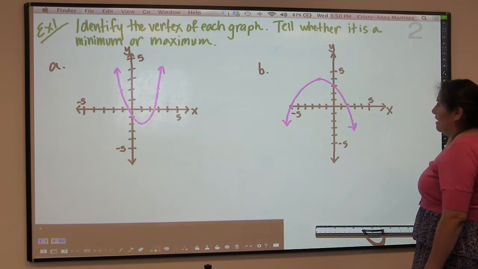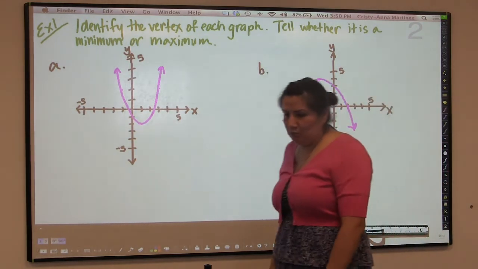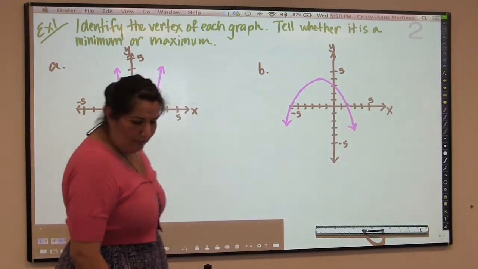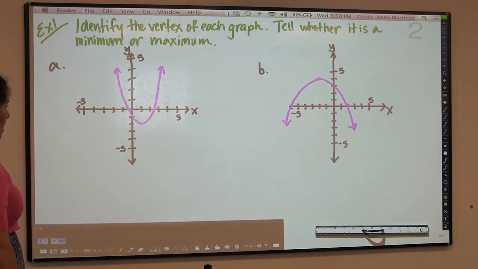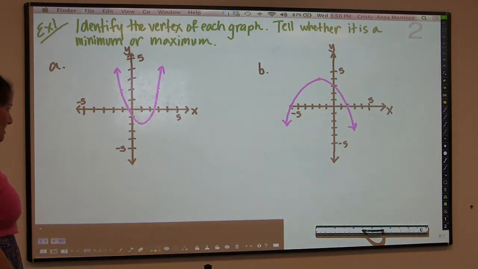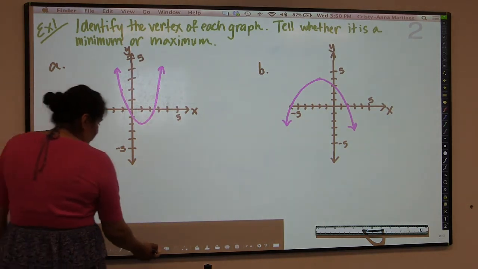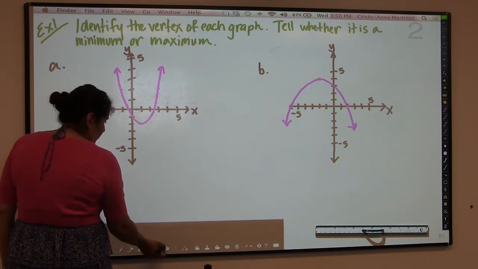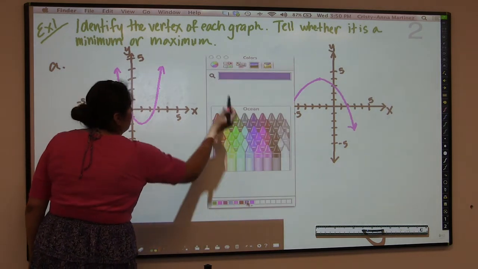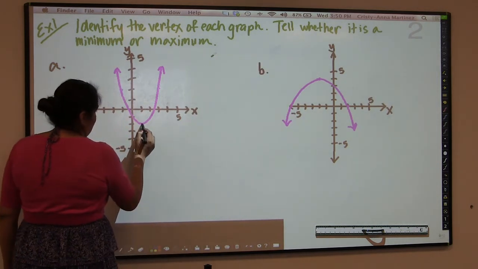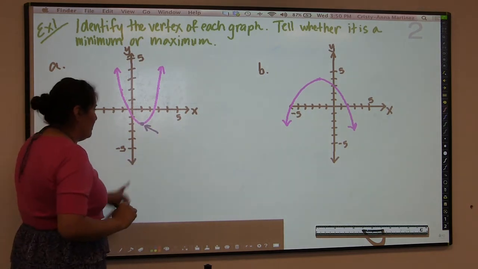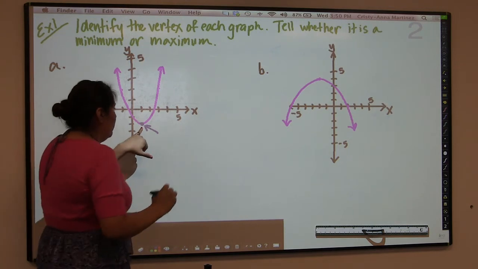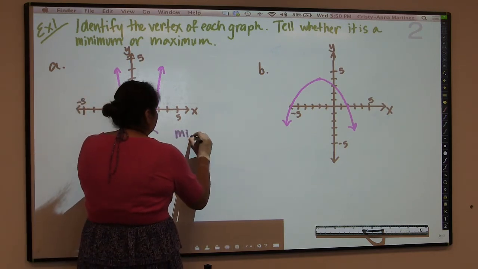So, examples for you. Here is example numero uno. Identify the vertex of each graph. Tell whether it is a minimum or maximum. So it's a very simple problem. What you have to look for is the lowest or highest point on the graph. So, in this case, this point right here is the lowest point, and because it's the lowest point, we're going to call that a minimum.